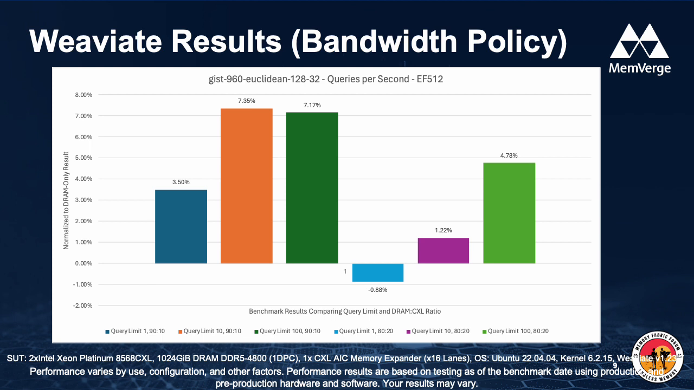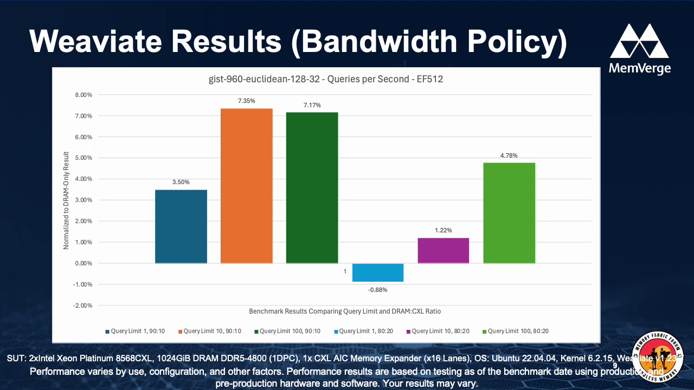Here I'm showing the number of queries per second that we were able to achieve with bandwidth. This is using both DRAM plus CXL. You can see that we normalized the results to DRAM only. So we took the same system, ran the benchmark in DRAM only, and then did DRAM plus CXL with our bandwidth policy. So this is the uplift that we got by using just a single CXL device.